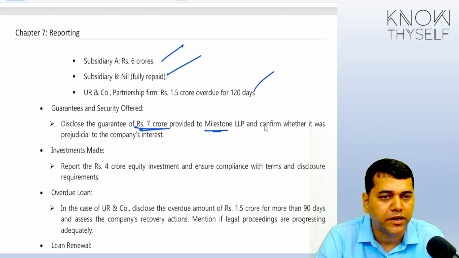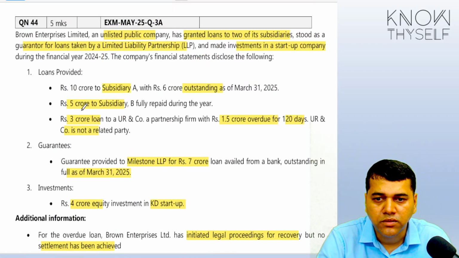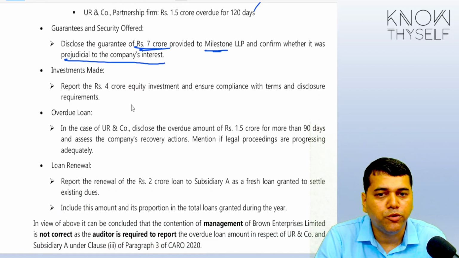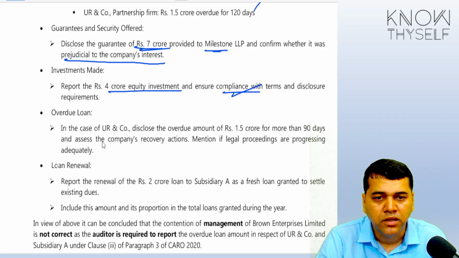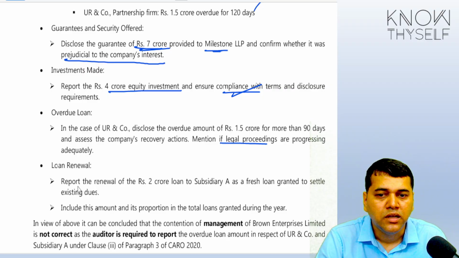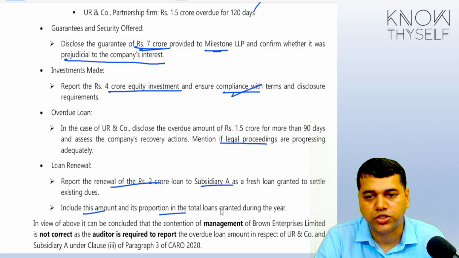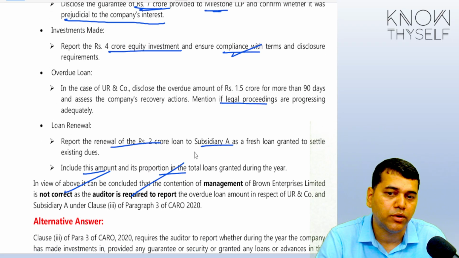Guarantee, disclose the guarantee given to MMP, and that it was prejudicial to the interest of the company. Okay, so why was it prejudicial? Because it's still outstanding. Now, investments made: report the 4 crore equity investment made, ensure compliance with the terms; it has been properly complied, and you have taken action, legal proceedings are progressing, nothing has come back. There was a renewal of loan given to subsidiary A, include this amount and the proportion. So, in view of the above, it can be concluded that the management is not correct, the auditor is required to report.